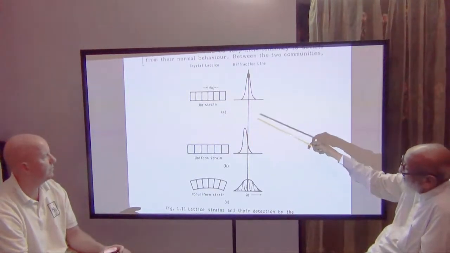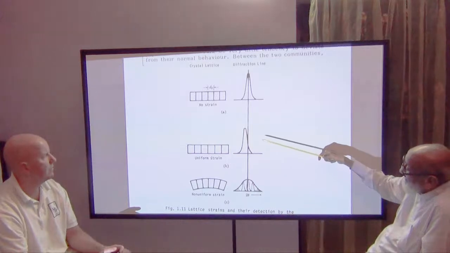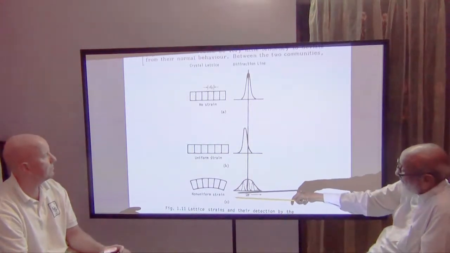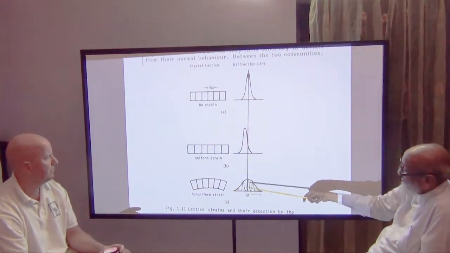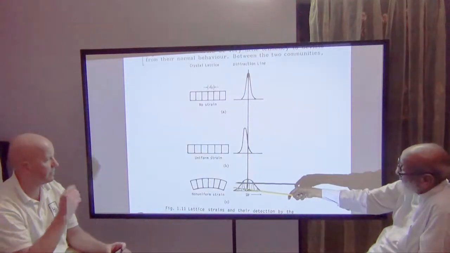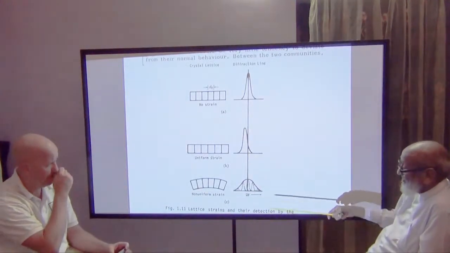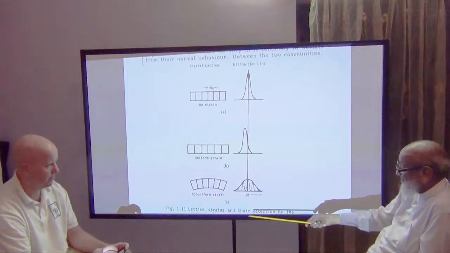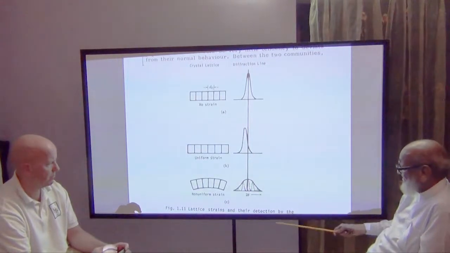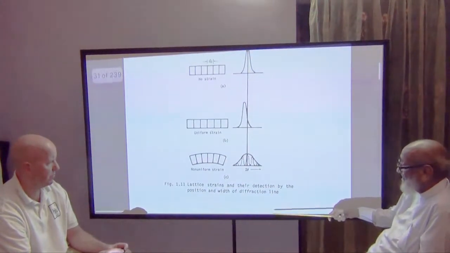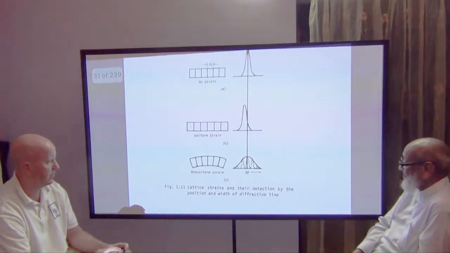The strain is almost non-uniform strain. It becomes non-uniform, and this is the result. Lattice strains and their direction are given by the position and width of the diffraction line.